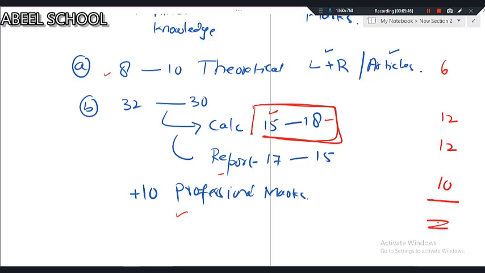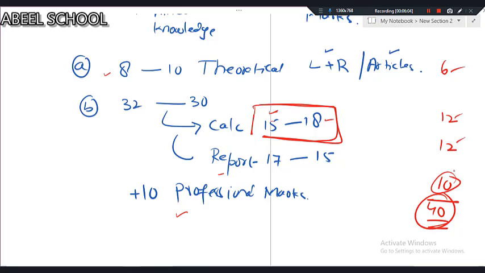If I add all of these, how many marks am I getting? I'm still getting 40 marks. 40 out of 50 means a lot. Look at this: I got 6, 12, and this is 10 out of 10.